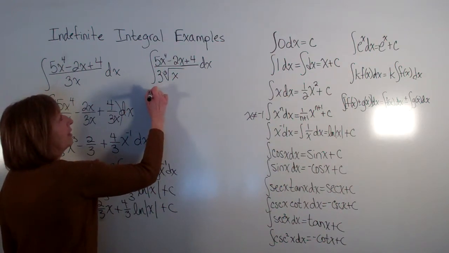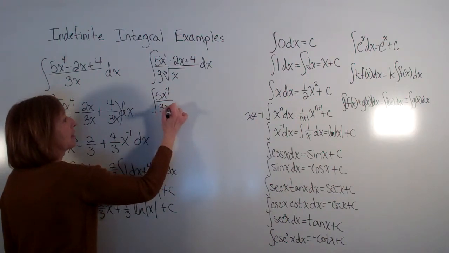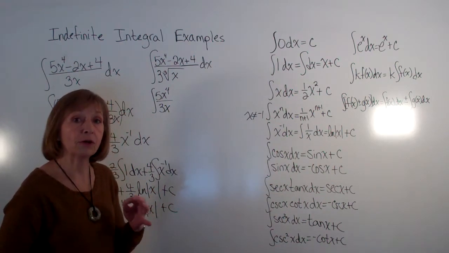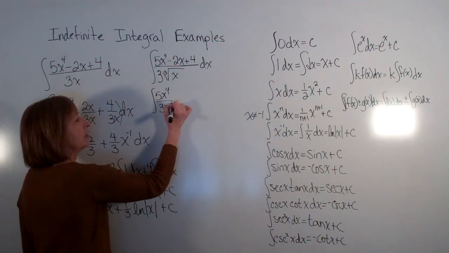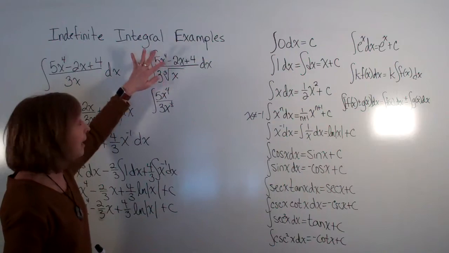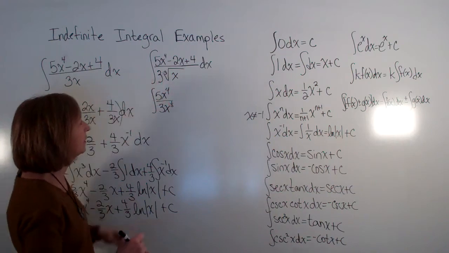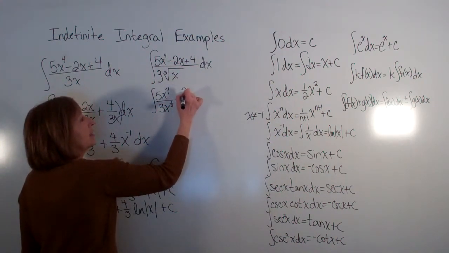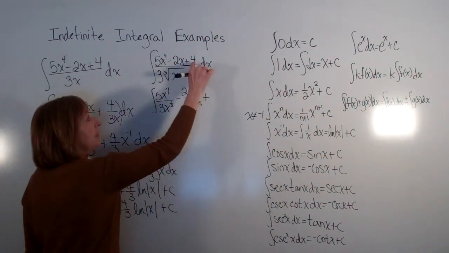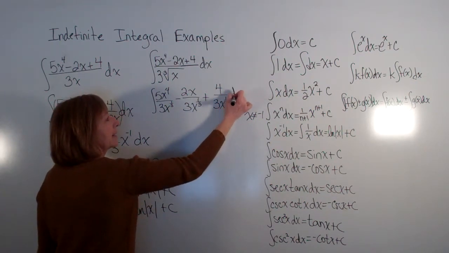So I'm going to have our integral of 5x to the 4th over 3x to the, now cube root of x is the same as x to the 1/3 power. So when I change from radical to the fractional exponent notation, remember in the fractional exponent, the index of the radical is the denominator of your fractional exponent. And then minus 2x over 3x to the 1/3, and then plus 4 over 3x to the 1/3 dx.